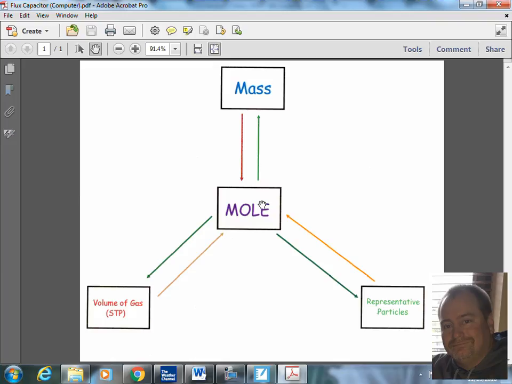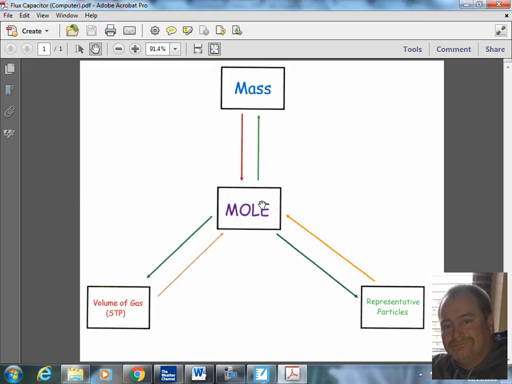12.0107. Where did I get that 12.0107? Where did I get that number? I didn't just make it up. Where did it come from? That's the atomic weight on the periodic table. So take out your periodic tables. We're going to be using those.